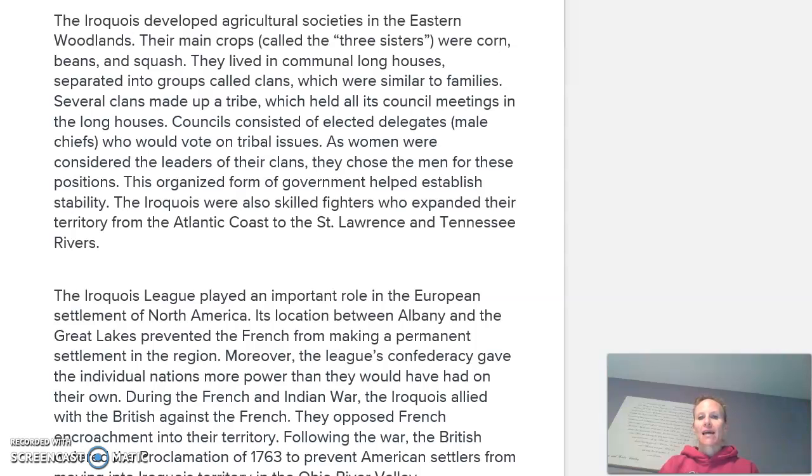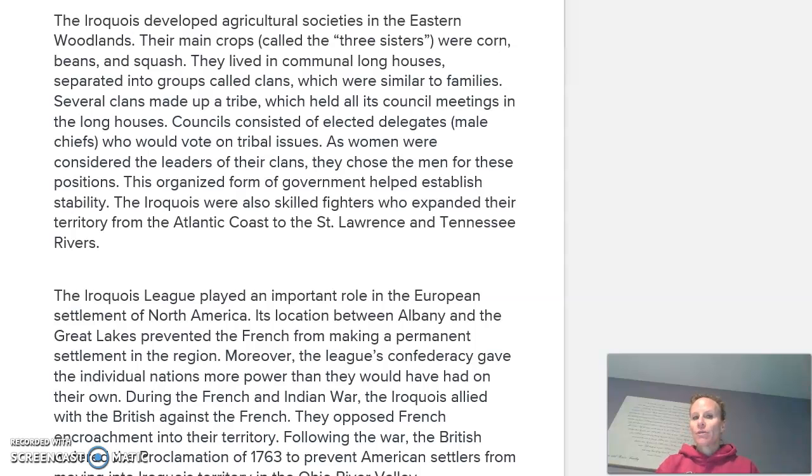Councils consisted of elected delegates. They were male chiefs who would vote on tribal issues. As women were considered the leaders of their clans, they chose the men for these positions. This organized form of government helped establish stability. The Iroquois were also skilled fighters who expanded their territory from the Atlantic coast to the St. Lawrence and Tennessee rivers.